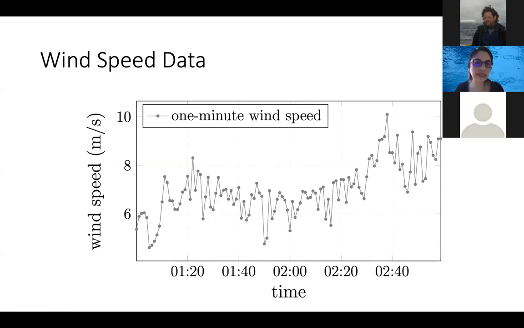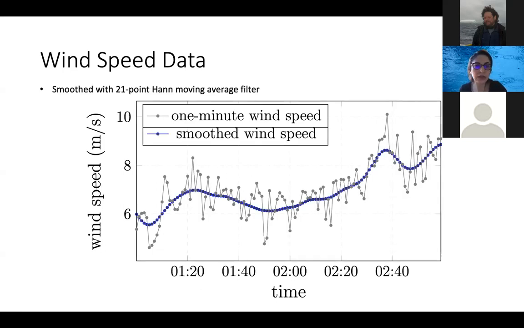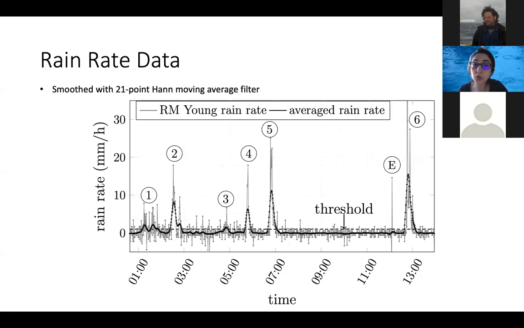Before that, let's take a look at the sample wind speed data that we get. So it shows wind speed data measured during about 20 minutes of data. What you see is that this data is pretty noisy. It goes up and down a lot. We want to smooth that figure, so we just use a moving average filter to get the smooth wind speed data. And we will do that for rain data too.